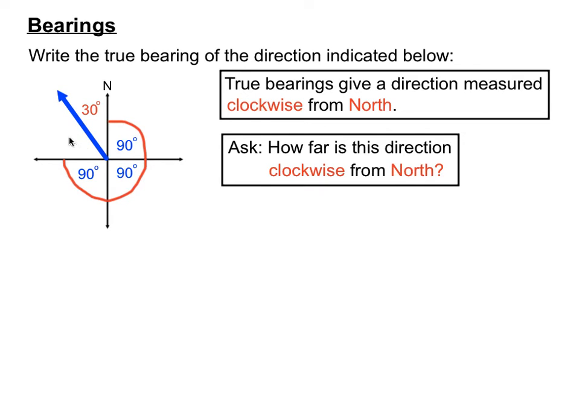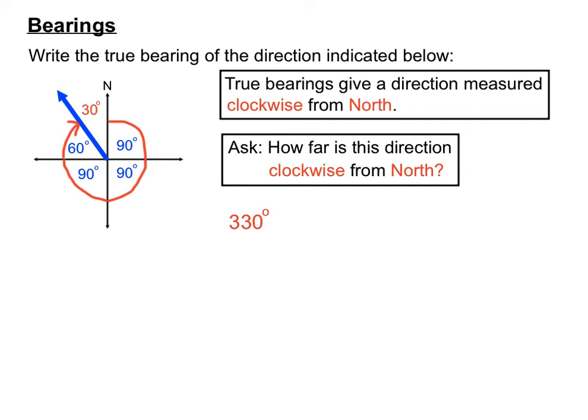Now can you see how much is going to be in this gap here? We're considering that northwest quadrant would add up to 90 degrees altogether, so we would have another 60 degrees to go. So we've got 90, 180, 270, 330 if we add all that up.